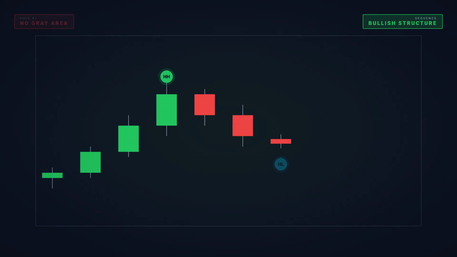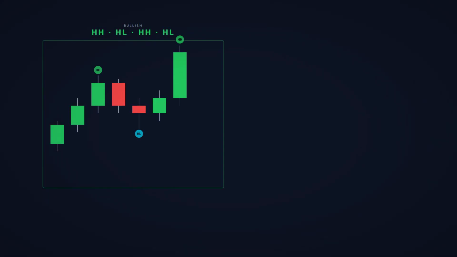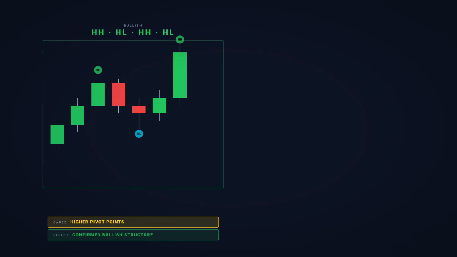Here's the sequence. In a bullish structure, price prints a higher high, then pulls back and holds a higher low, then pushes up to print another higher high. That pattern, HH, HL, HH, HL, is bullish structure, not because it looks like an uptrend, but because the mechanical definition of bullish structure is that exact sequence of highs and lows. The cause is that price is making higher pivot points. The effect is that you have a confirmed bullish structure, full stop.